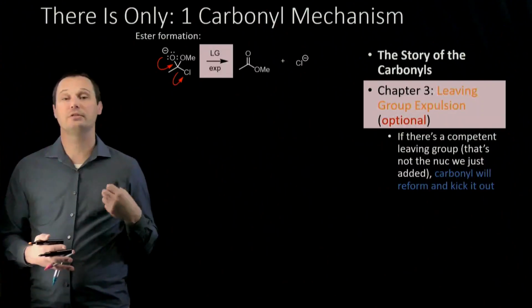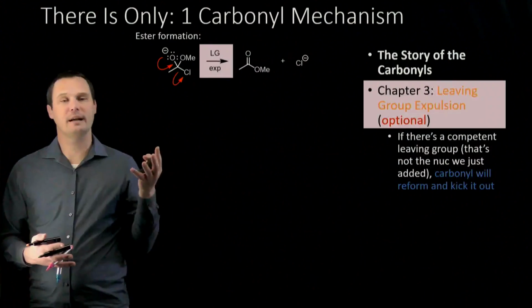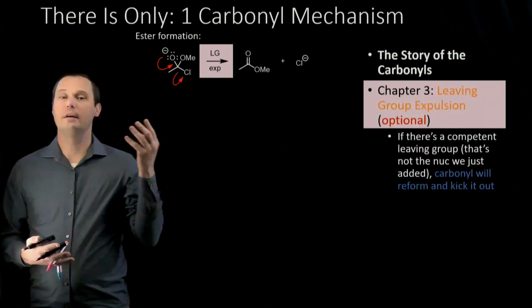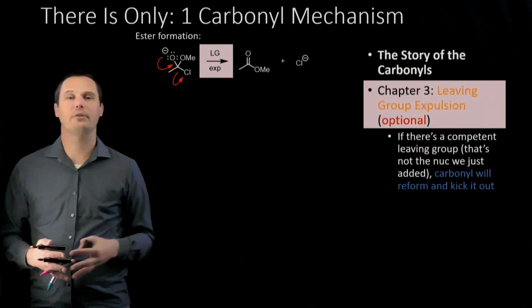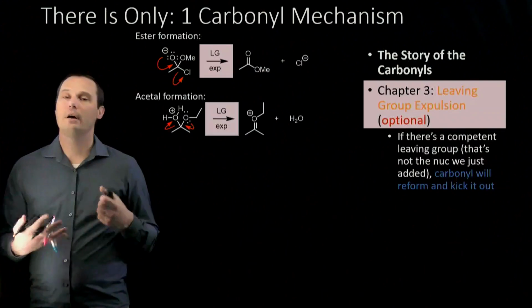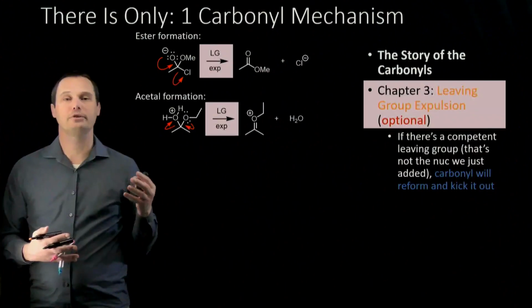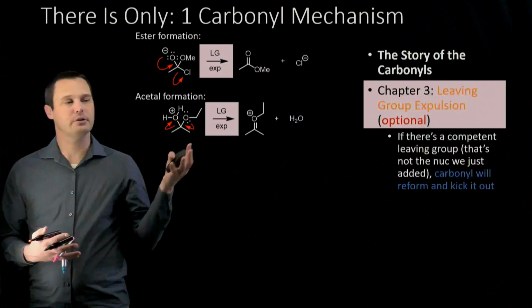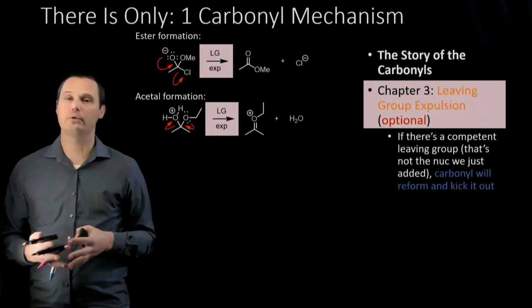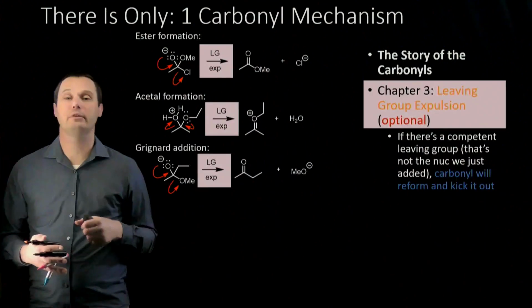We see this in reactions like the ester formation. When the methoxide attacks, the electrons go up onto oxygen. Now I can collapse those electrons back down and kick out the chloride as a competent leaving group. Another example where I see this is acetal formation. After I've done the proton shuffle, I collapse electrons down from oxygen to kick out the water leaving group that I just made. This is another example of leaving group expulsion.